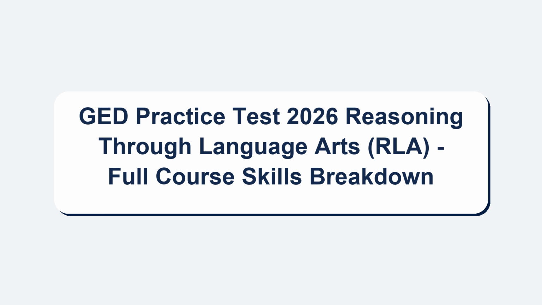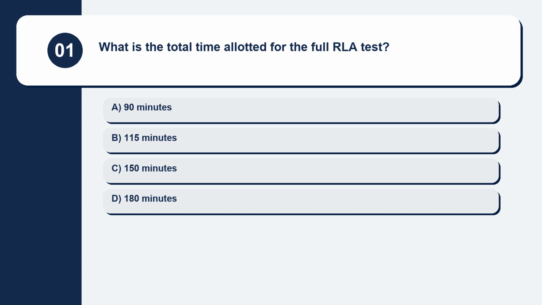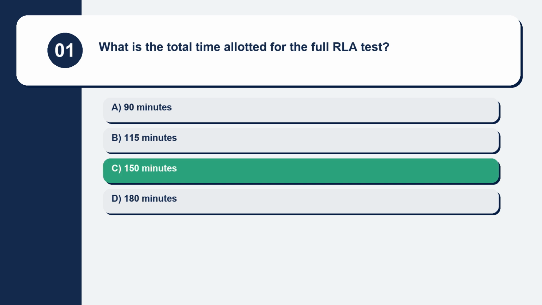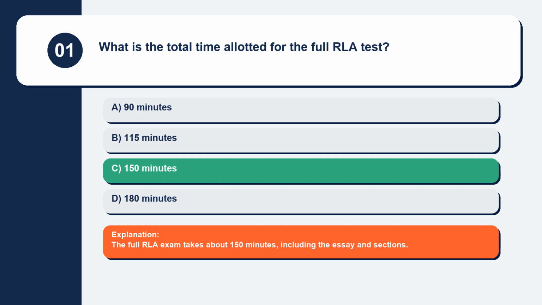GED Practice Test 2026 Reasoning Through Language Arts, RLA, Full Course Skills Breakdown. Question 1. What is the total time allotted for the full RLA test? 90 minutes. 115 minutes. 150 minutes. 180 minutes. The full RLA exam takes about 150 minutes, including the essay and sections.